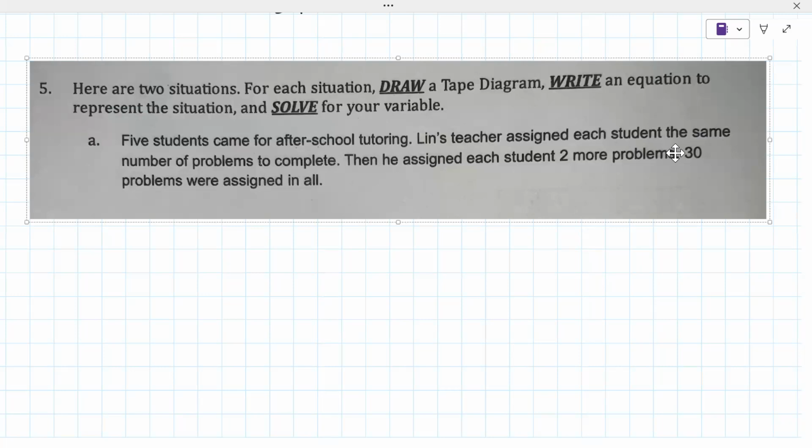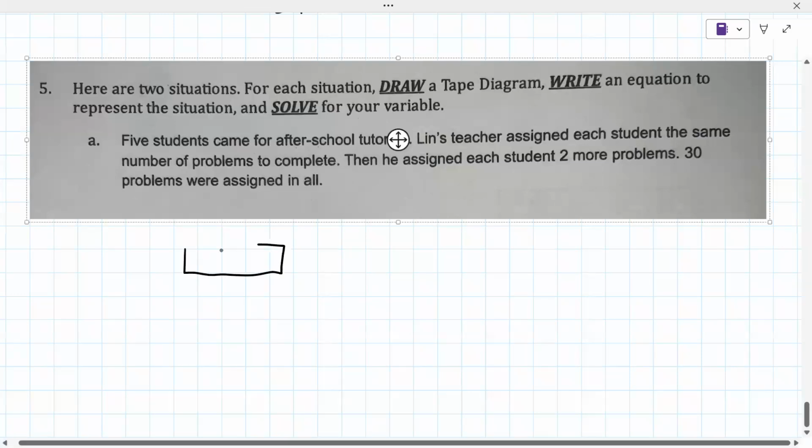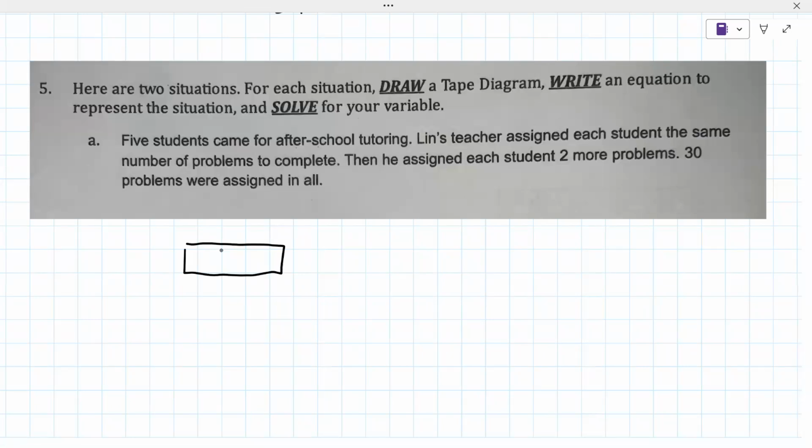So here are two situations. For each situation, draw a tape diagram. We actually were doing this in question 2, so it won't be that difficult. For each situation, we're going to draw it. So the tapes are like these things, I guess. That's what teachers use. Does that sound familiar? Yeah.